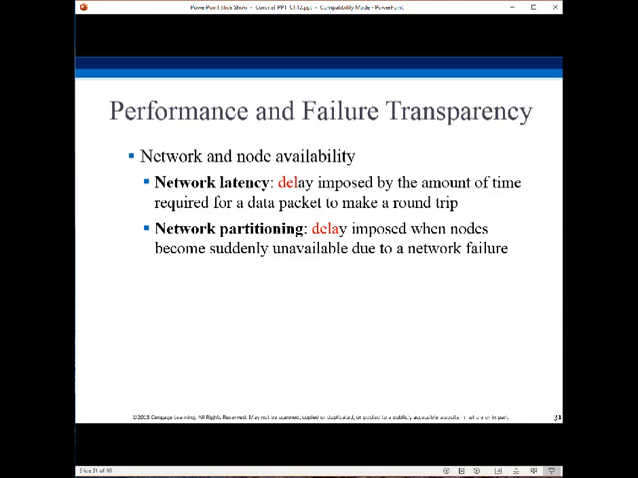So with distributed databases, you have network latency, which is a delay caused by the amount of time it takes to traverse the network. And you also have network partitioning. If nodes become unavailable because of some minor network failure, then you're going to add that problem as well. Partitioning is when a network is decomposed into multiple parts because of a communication failure.